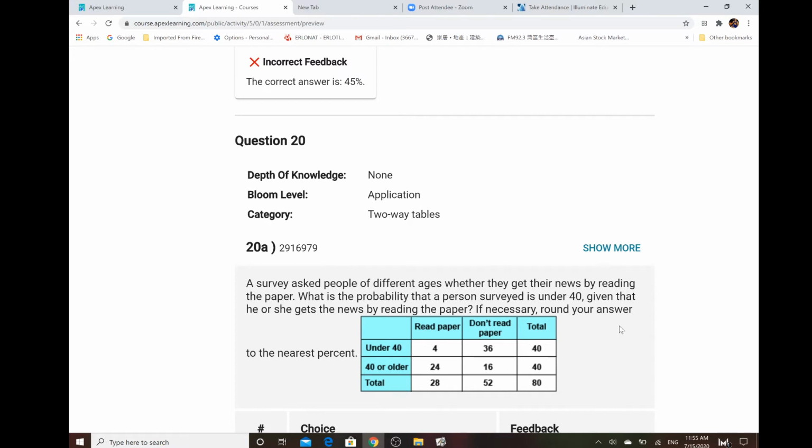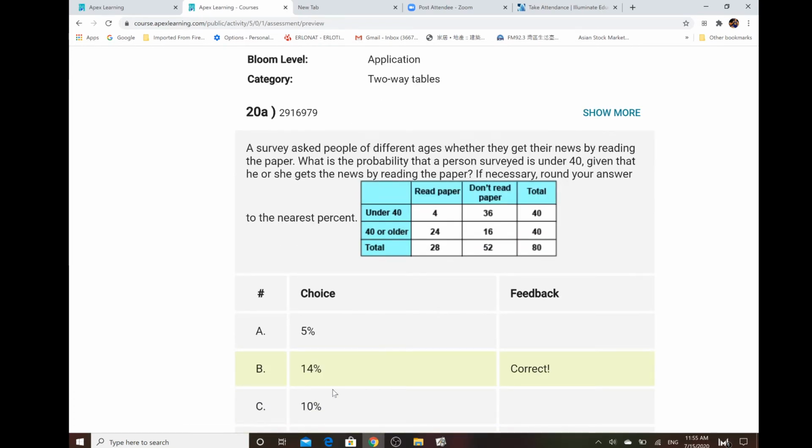So this one is not going to be the same way as what we've been doing, because this one is given with the condition. So given that he or she gets the news by reading the paper, let's find out the people under 40. So under 40, we do have 40 over 80. And given that he or she gets the news by reading the paper, that'd be 4. So for the first fraction, we're still selecting people under 40, so that'd be 40 over 80.